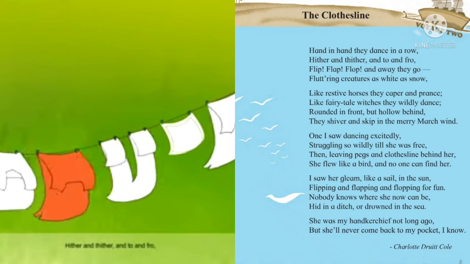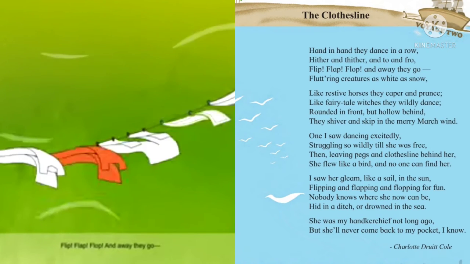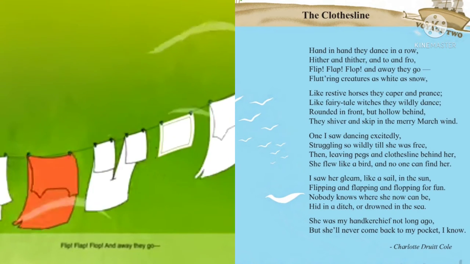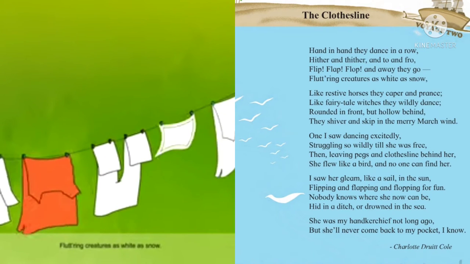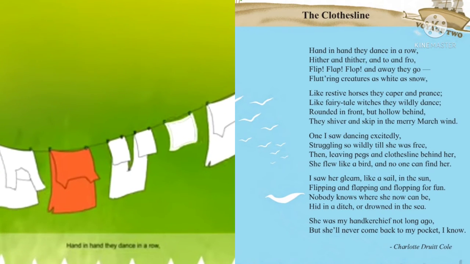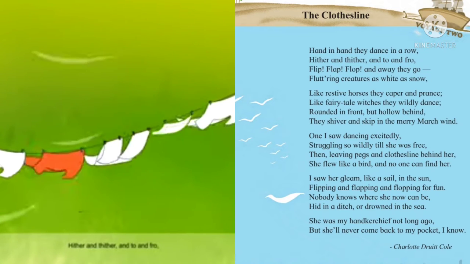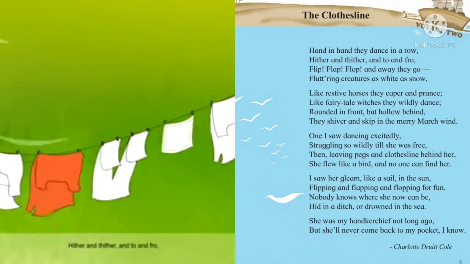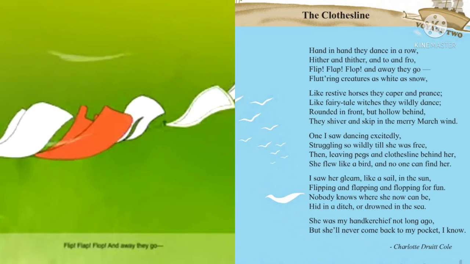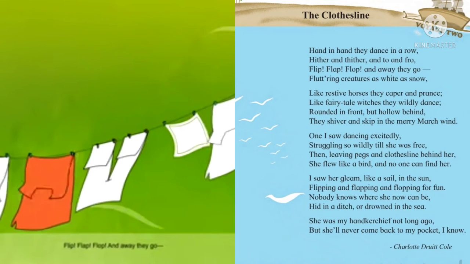Flip, flap, flop, and away they go, which means that the poet is telling us that they also make a sound because they are moving. There is a sound like flip, flap, flop, and away they go, which means they are moving continuously.